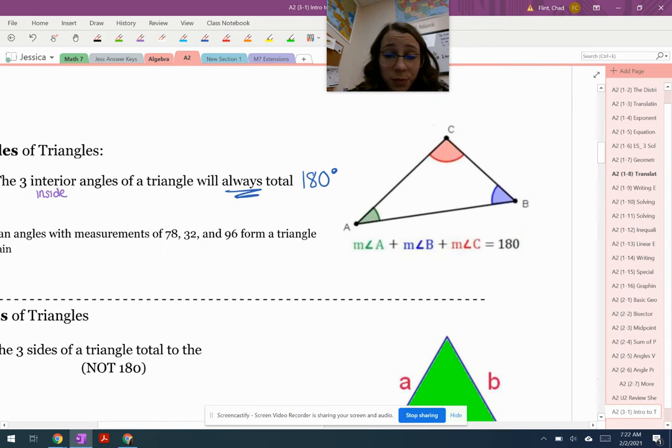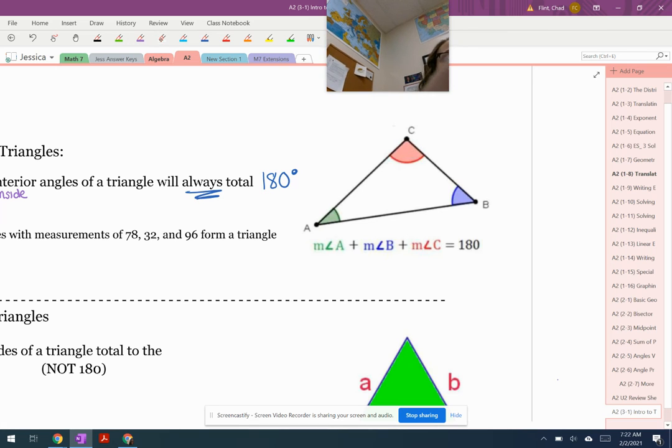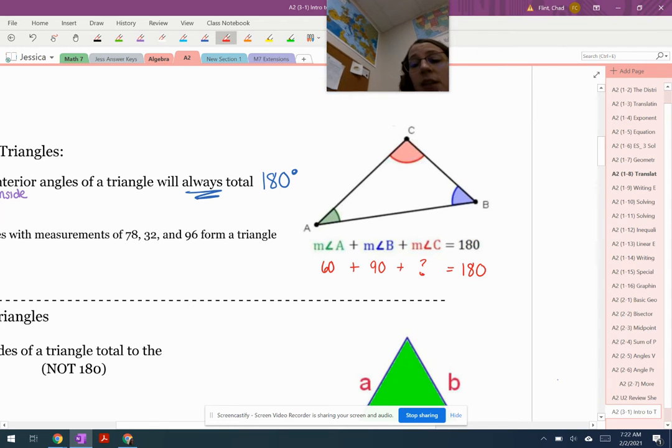So let's say, for example, the measure of angle A is, I'll just write right underneath it, let's say this is 60. The measure of angle B is 90. What must that make the measure of angle C be if this is going to be a triangle?